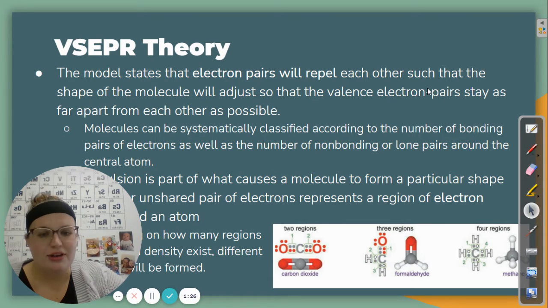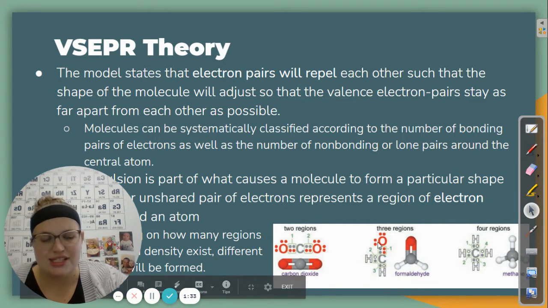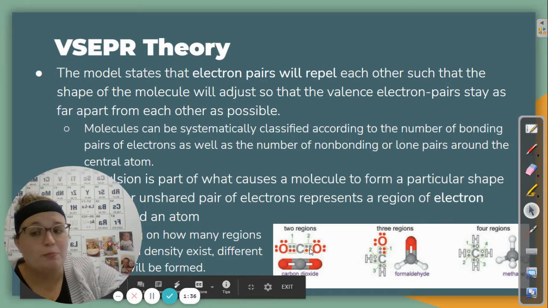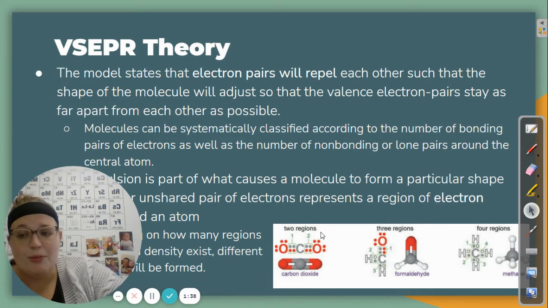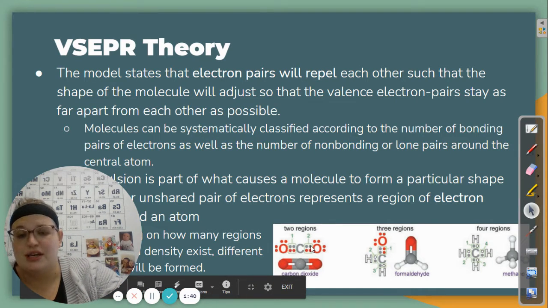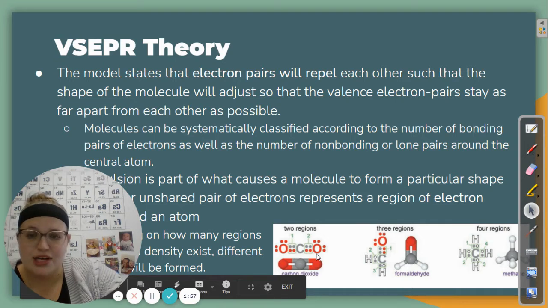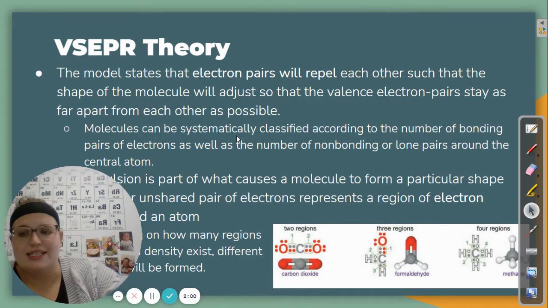But the one thing you need to be able to tell me, or that you need to understand, is what regions of electron density mean. Regions of electron density, if you look at this picture in the corner, refers to bonds and lone pairs. A double bond is still just one region. So this one only has two, even though it's two double bonds. This one has 1, 2, 3, because we're looking at the central atom. And this one has 1, 2, 3, 4. This can also refer to lone pairs on the central atom, and we'll talk about what all of that means when we start drawing these in a minute.